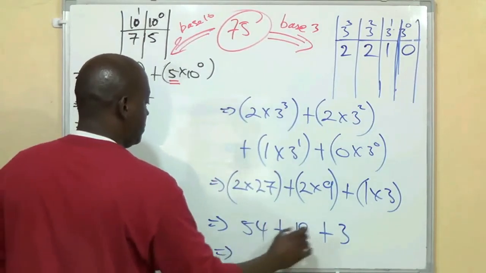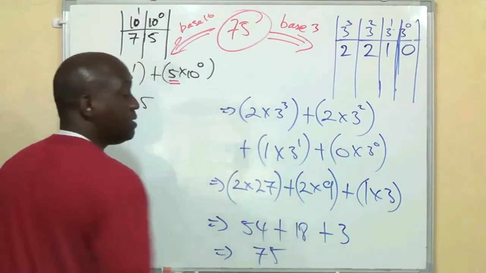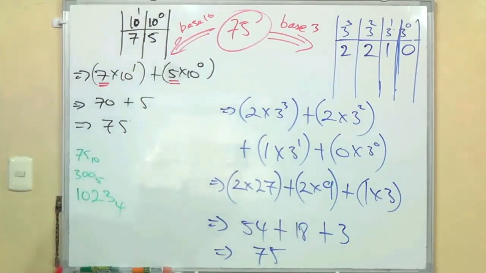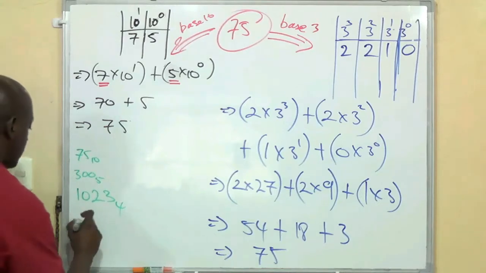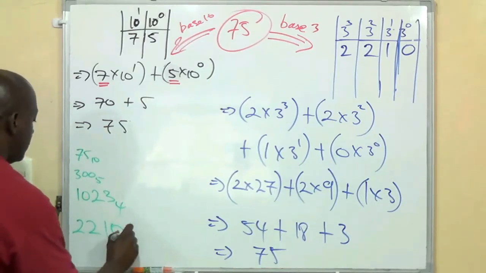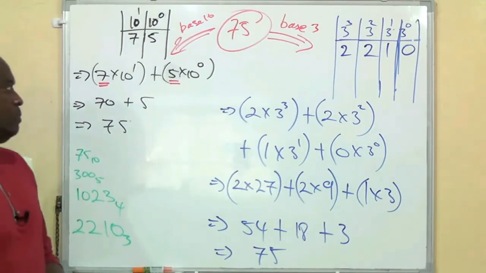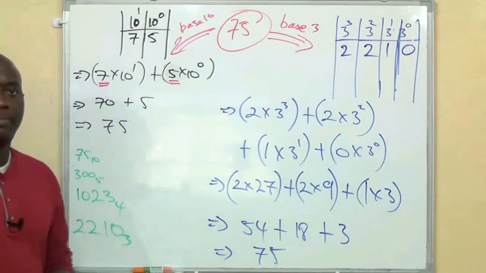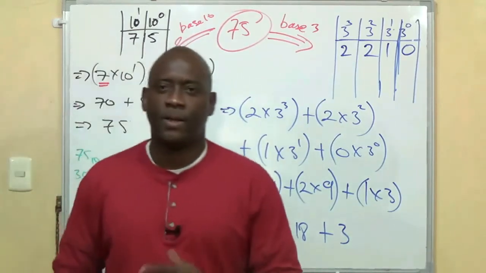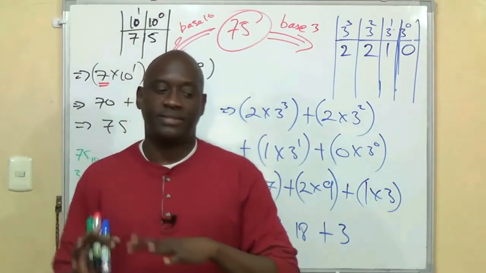54 and 18 is 72, 72 and 3 is, guess how much? 75. Alright, so in base 3, our 75 is 2210, base 3. And the next one we're going to do is base 2. That's one of the more common bases that we use when we're making the shift from base 10 to other bases.